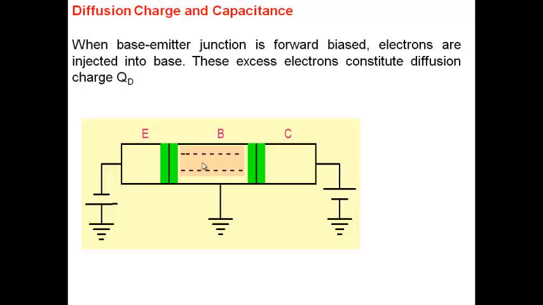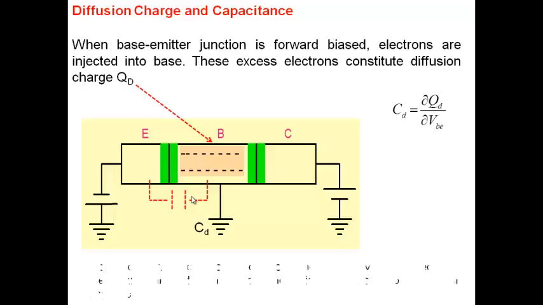Now you can clearly see if I have a diffusion charge here, as I change my base emitter voltage, if I increase the forward bias, more charge will be injected. And therefore I have a charge which is a function of this base emitter voltage. And that gives rise to the capacitance here. So diffusion capacitance comes about because of change in diffusion charge with respect to change in base emitter voltage. That's the dominant term here, and so we put it in between these two because it depends on the base emitter voltage itself.